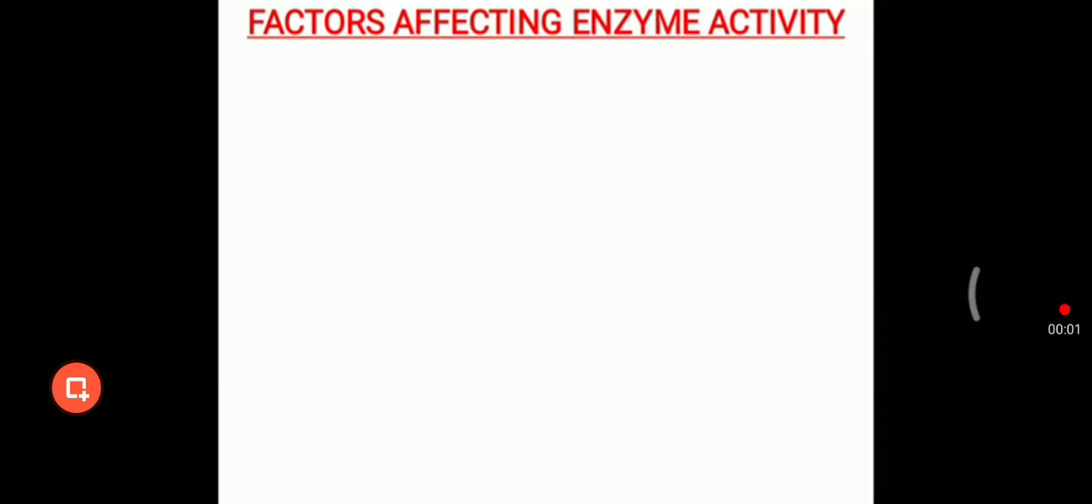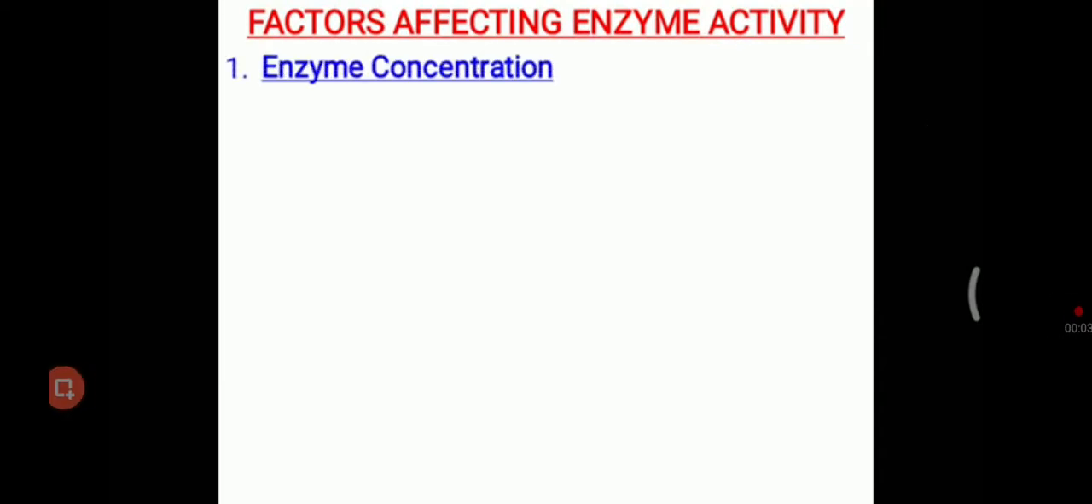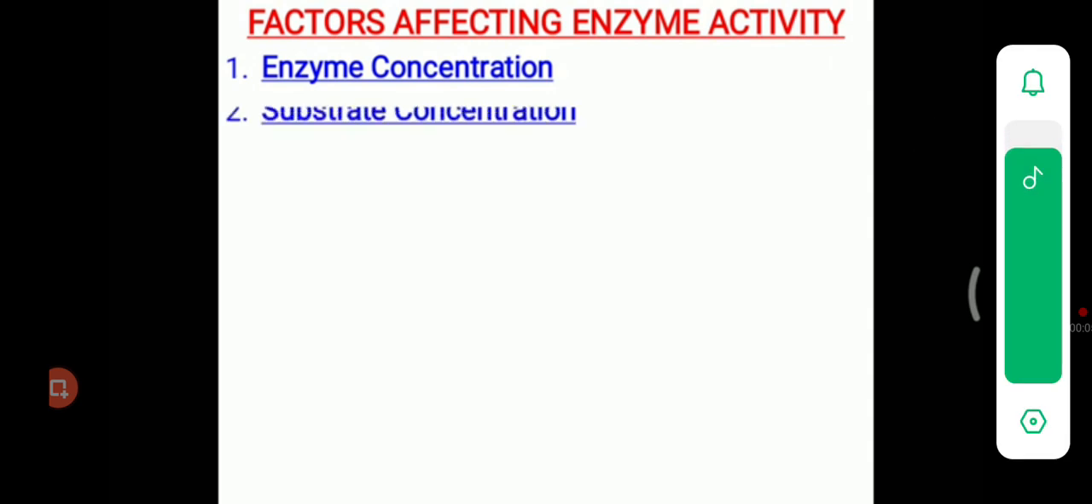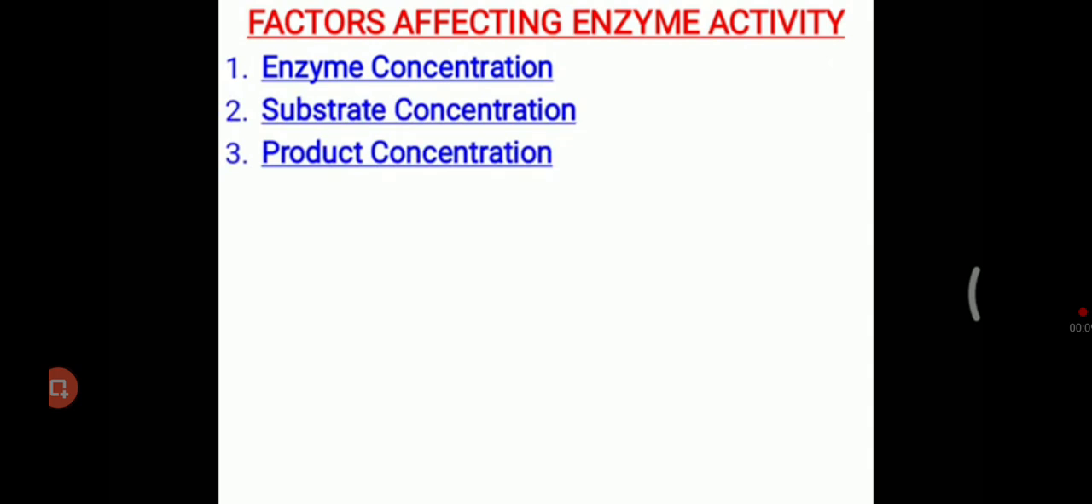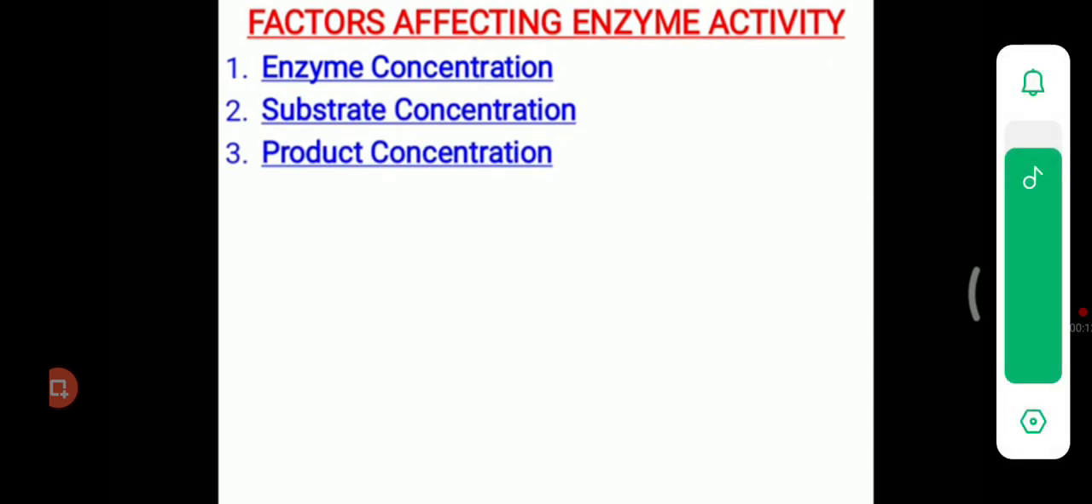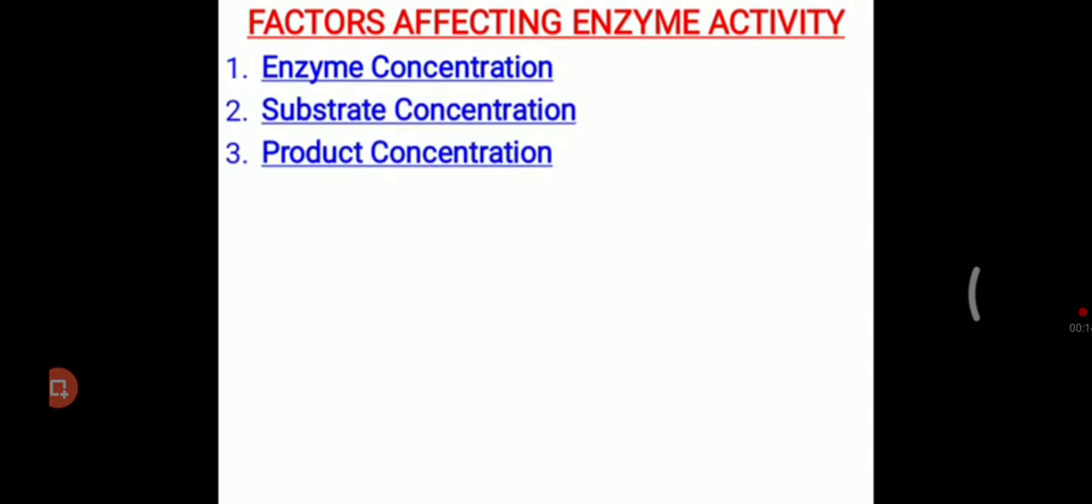Affecting this enzyme working pattern or their activity. So first, that is enzyme concentration, substrate concentration, and product concentration. Simply, remember that enzyme attaches over the substrate and makes product, and these three concentrations of enzyme, substrate, and product can affect enzyme activity.